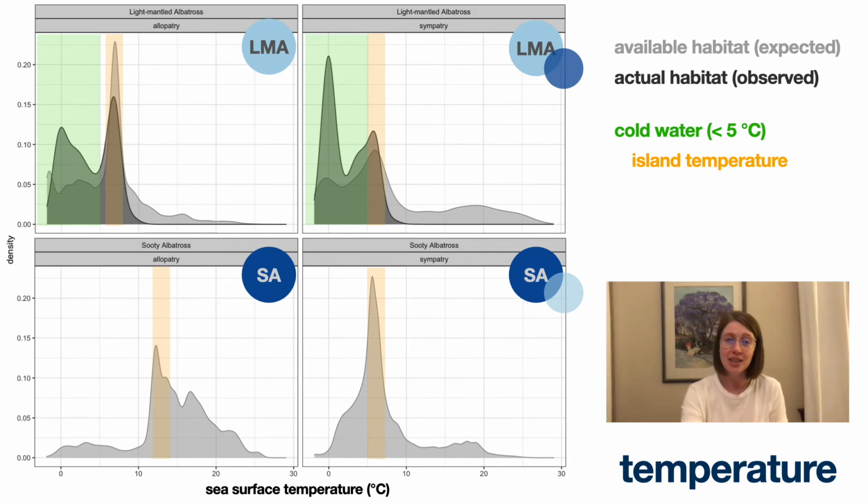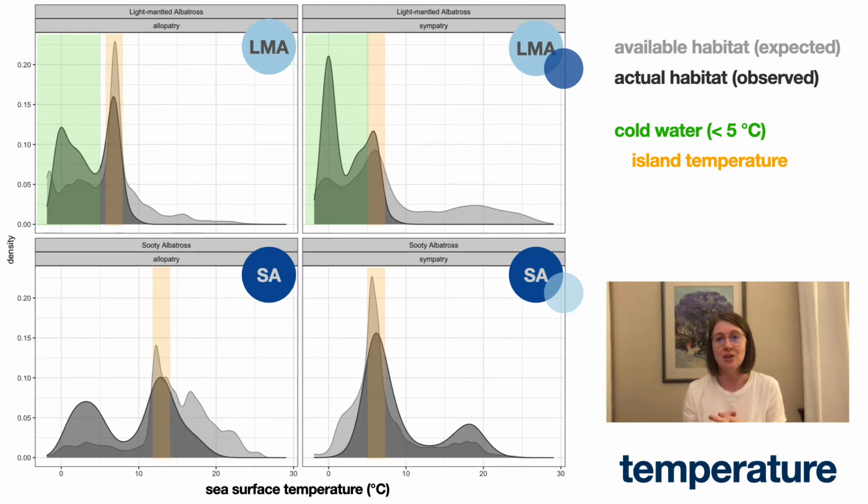What's quite interesting that we see next is that when we overlay the sooty albatross habitat use, we do not see the same pattern in sympatry and in allopatry. So when living alone, sooty albatrosses target cold areas of less than 5 degrees Celsius. But when they're living in sympatry, sooty albatrosses avoid these areas. Instead, what we see is that they forage in warm water zones of 15 to 20 degrees.